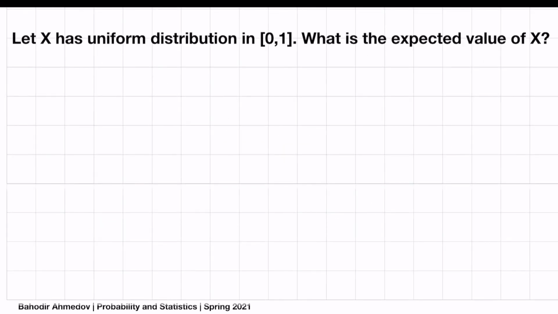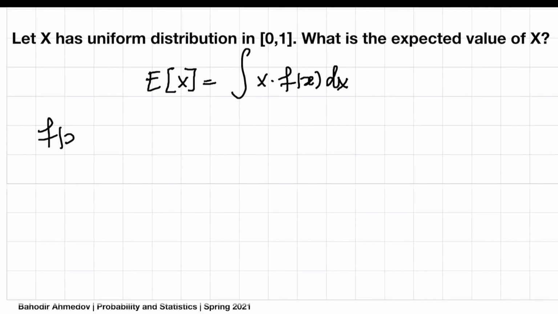So if x has the uniform distribution between 0 and 1, what is the expected value of the x? The expected value of any random variable is going to be the integration of x times f of x. So since x is given as uniform distribution between 0 and 1, I can easily find its density function. The density function is going to be equal to what? It's 1 if x is between 0 and 1, and it's 0 otherwise. Right? Because we are given the interval between 0 and 1, and the width of this interval is 1. The reciprocal of the width is also equal to 1.